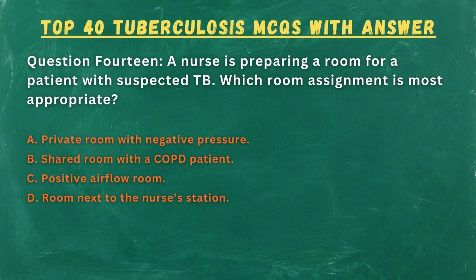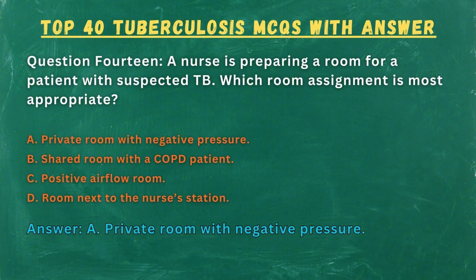Question 14. A nurse is preparing a room for a patient with suspected TB. Which room assignment is most appropriate? A. Private room with negative pressure. B. Shared room with a COPD patient. C. Positive airflow room. D. Room next to the nurse's station.